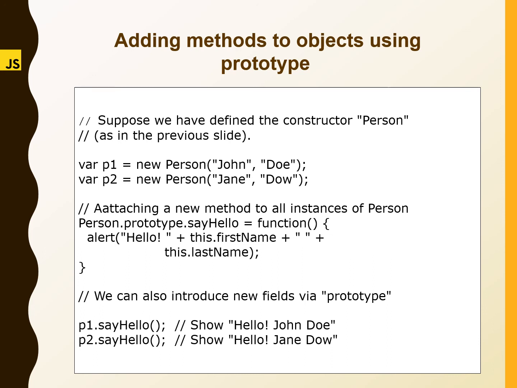The syntax is the object name, dot, the keyword prototype, dot. After that, you specify the attribute name or the function name, followed by the value if it is an attribute, or followed by the function definition statements if it is a function.